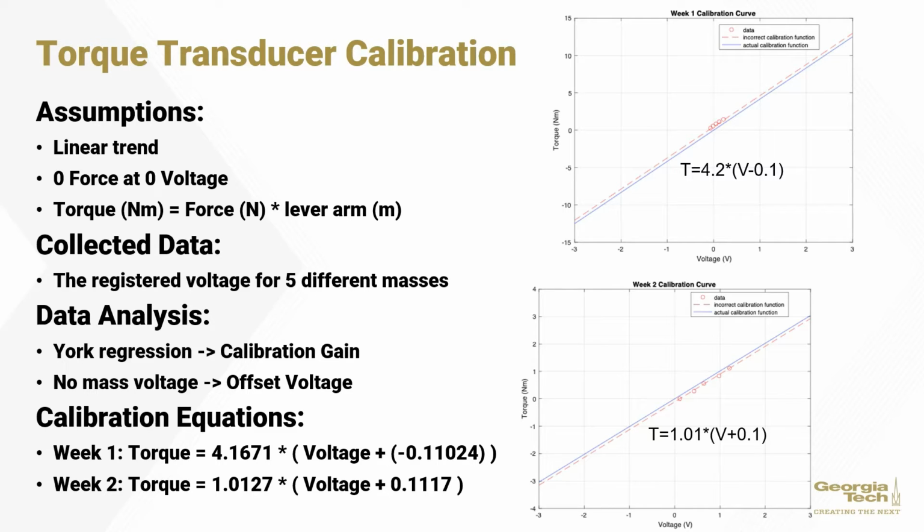Assumptions included that the torque equation would be linear, have an offset of zero voltage at zero torque, and that the equation would follow the format of torque applied equals the force times the radius of the lever arm. The transducer was calibrated using 5 different weight measurements. A York regression was used to find the gain for torque from voltage. An offset for torque and voltage was found when no mass was applied to the torque sensor. The equations for torque calibration are shown below.